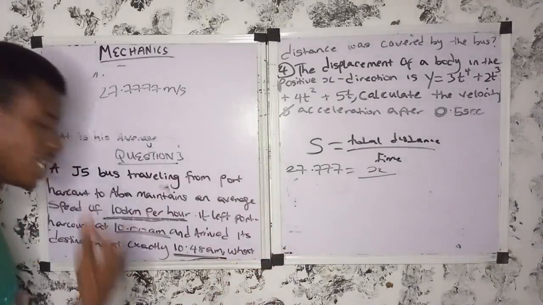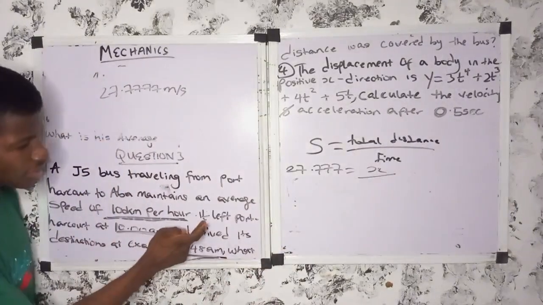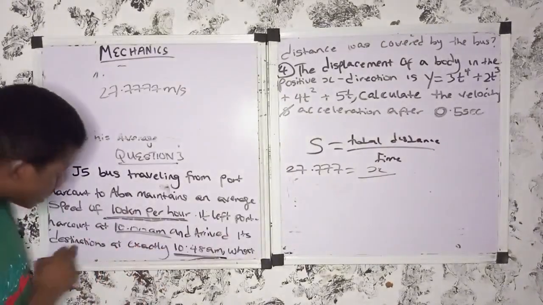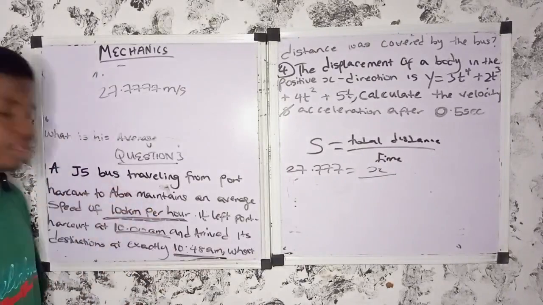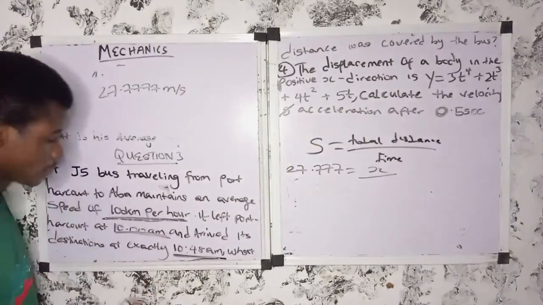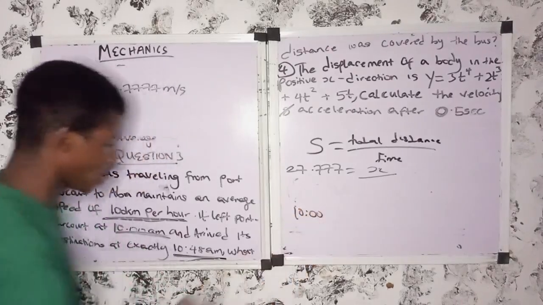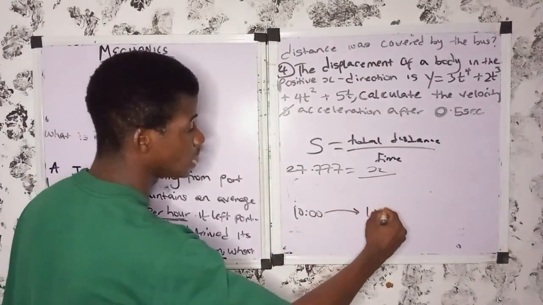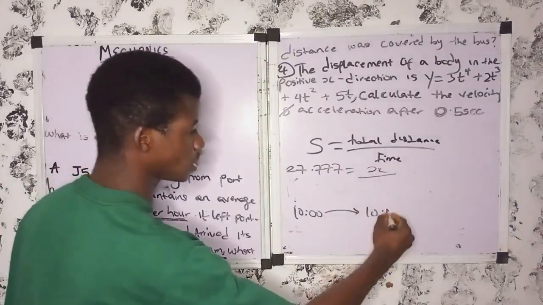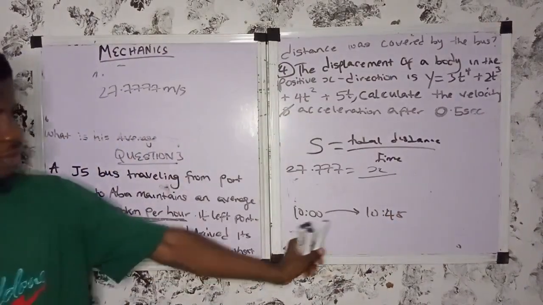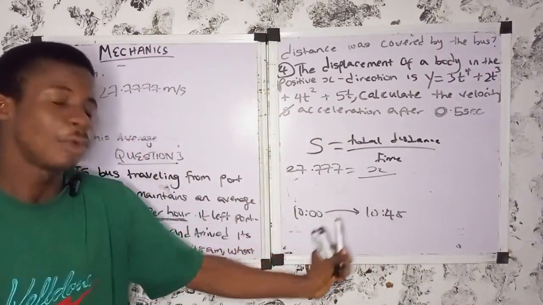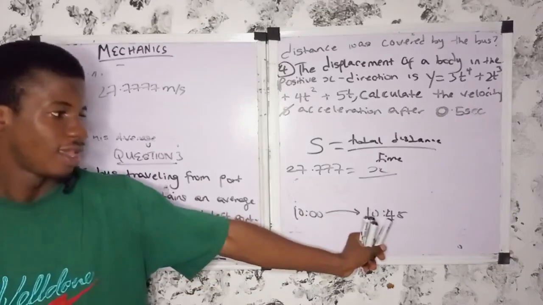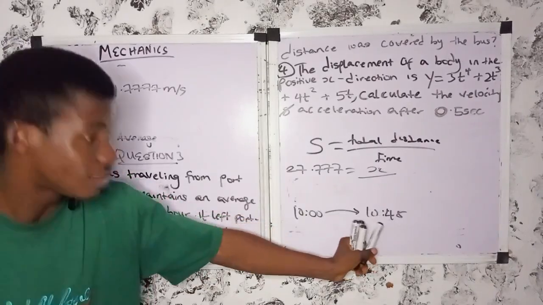Now, another place that is quite tricky is this place, okay? It left Port Harcourt at 10 a.m., that is 10 o'clock, and arrived at its destination at exactly 10:48. That is two times, right? It left Port Harcourt at 10 a.m., then arrived at its destination at 10:48. So which time are we going to use? What is the actual time? From 10 a.m. to 10:48, that is 48 minutes.